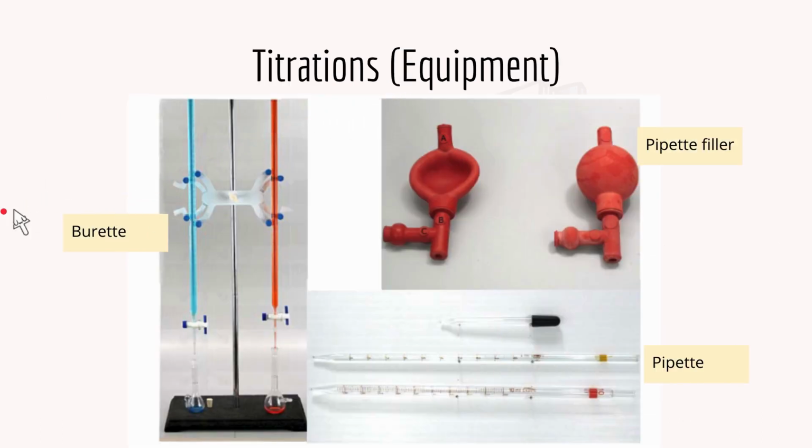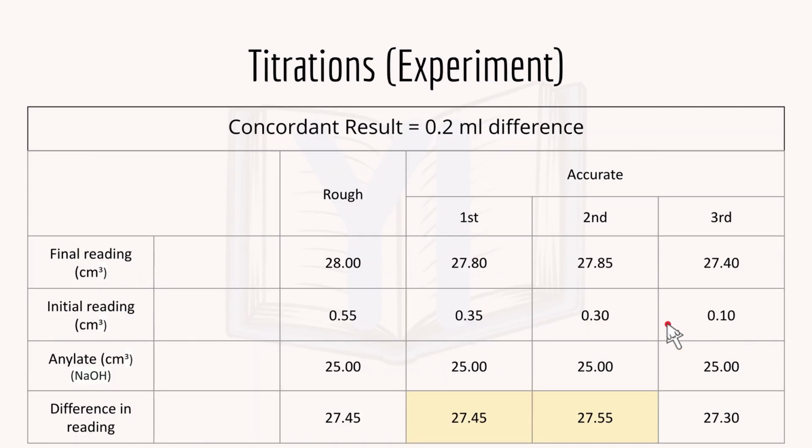So we have titration equipment. We have a burette, a pipette filler, and a pipette over here. And be careful while handling it because it's quite costly. And then we have the titration experiment. So here we have an experiment and the result. And we have a rough result over here. And concordant results mean that there's a 0.2 milliliters or 0.2 cm cube difference.